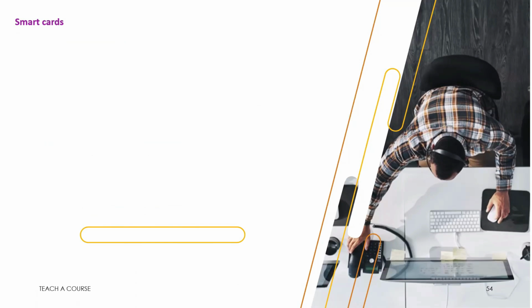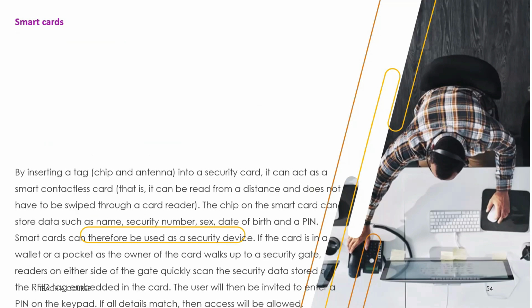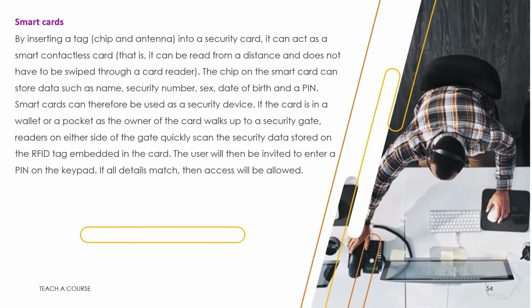And now let's look at smart cards. How different are they from magnetic strip? By inserting a tag, chip, and antenna into a security card, it can act as a smart contactless card. That is, it can be read from a distance and does not have to be swiped through a card reader. Obviously, if you're not swiping it through a card reader, it is going to be more durable. It will reduce the wear and tear on the card.